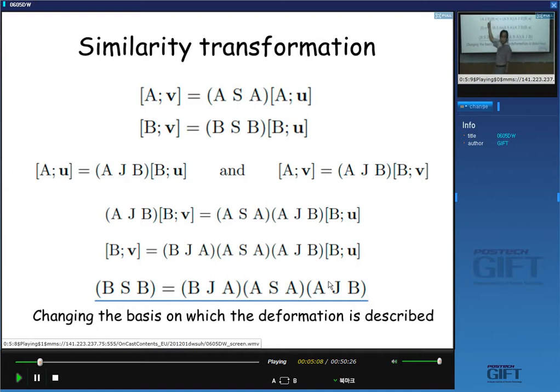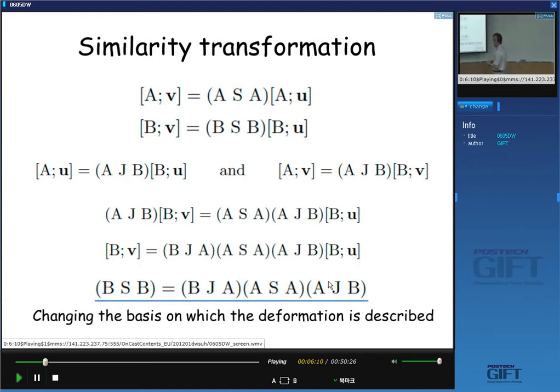So when we take the inverse matrix of AJB, which is BJA, then we can obtain this relationship. The vector U expressed on the basis B is deformed to vector V on the same basis. So when we compare this one and this one, you can understand that we can relate these two deformation matrices with two coordinate transformation matrices.